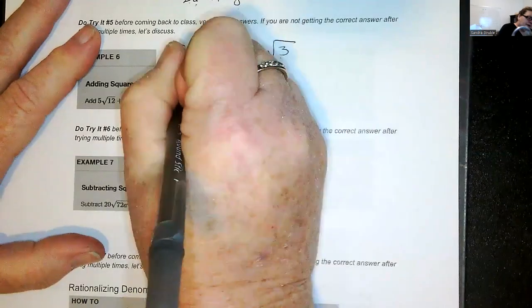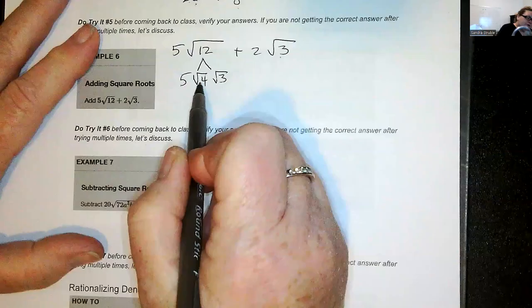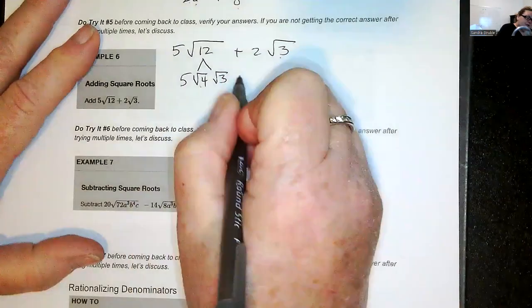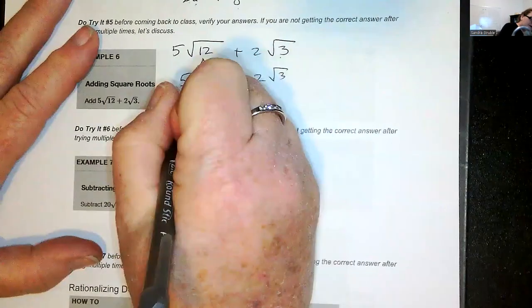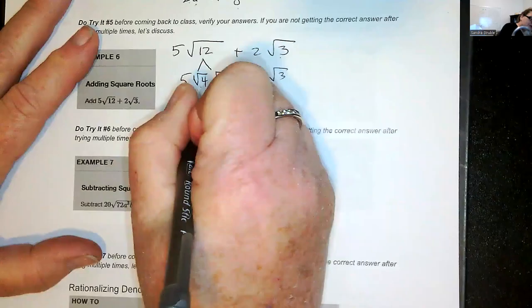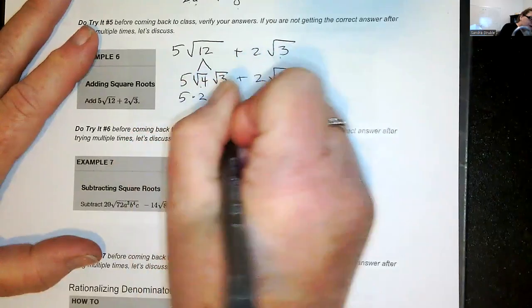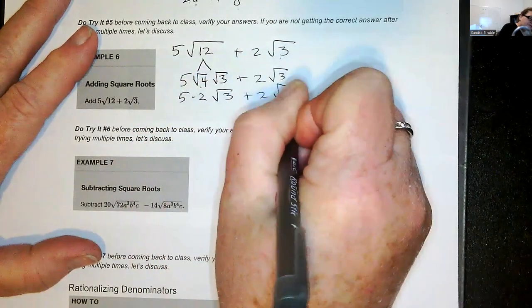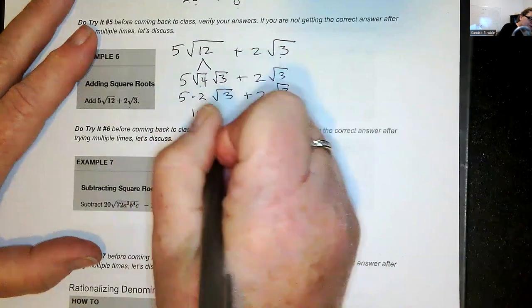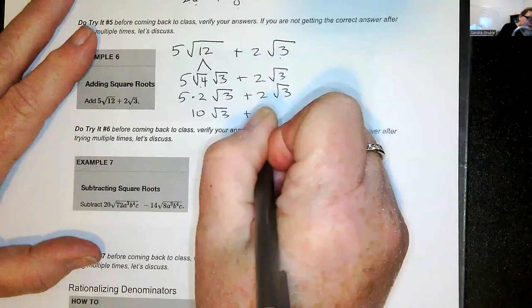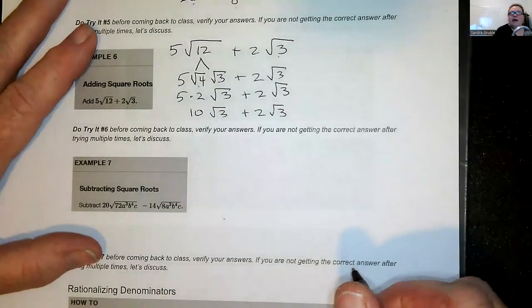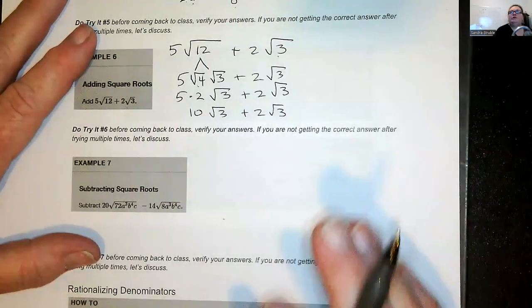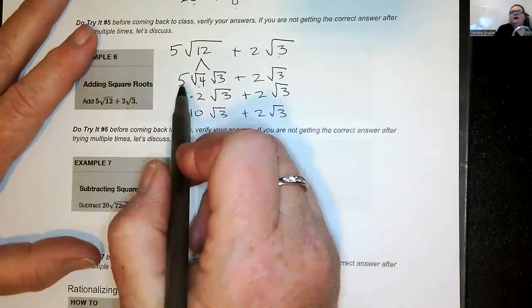Okay, so that gives me 5 square root of 4 square root of 3, plus 2 square root of 3. I always bring everything down so I don't lose anything along the way. So that becomes 5 times 2 square root of 3, plus 2 square root of 3, is 10 square root of 3, plus 2 square root of 3. And yes, this could be more steps than you need. That's okay. This is strictly to make sure that I don't lose anyone along the way.